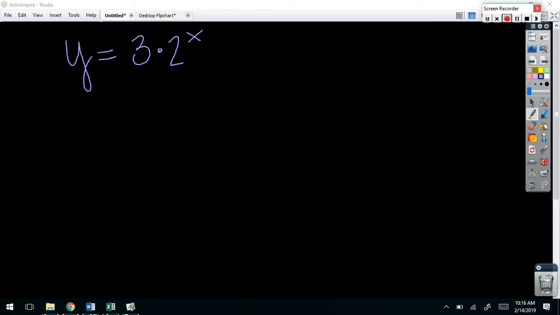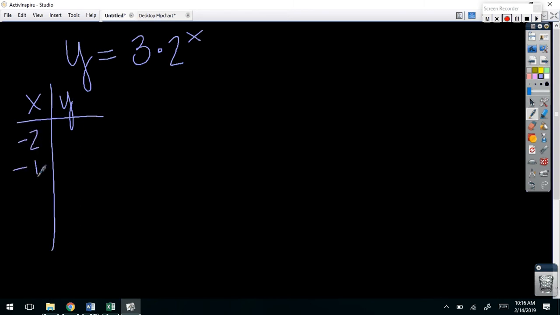All right, so what I want to do is make a T-chart, okay? I want an X and a Y. I would always do -2, -1, 0, 1, and 2. Those are good base numbers to start with for these kinds of problems. All right. So, let's plug in first. Let's plug in -2.